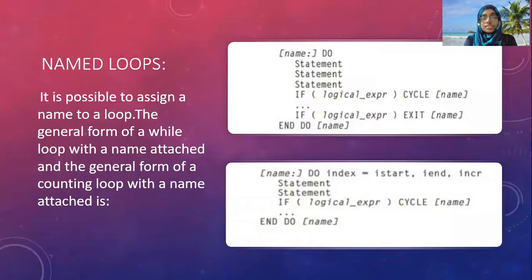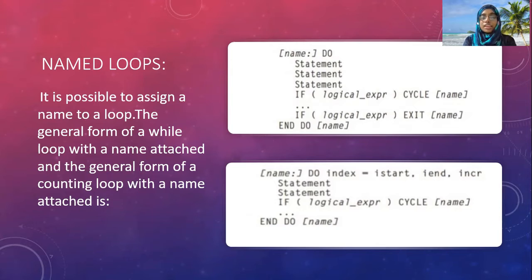It's possible to assign a name to a loop just like human names, but there are some rules for naming a loop in Fortran. Here on the first page, we can see the general form of a while loop with a name attached to it. And on the second page, we can see the general form of a counting loop with a name attached to it. Now, we will discuss the rules of naming a loop in Fortran.